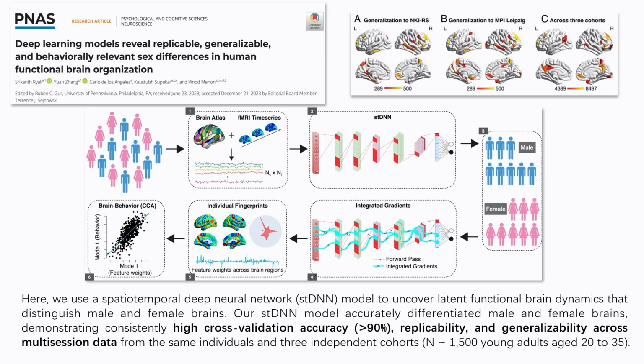So here's an example of using DNN. This is a PNAS paper from the Void Maintenance Group. It used the spatial temporal DNN to reveal replicable, generalizable sex differences in human functional connectivity. And it is shown that the ST-DNN could achieve a high cross-validation accuracy, which is more than 90%.